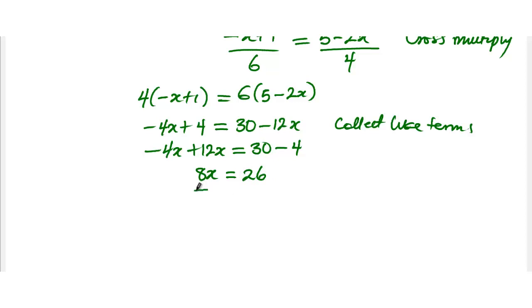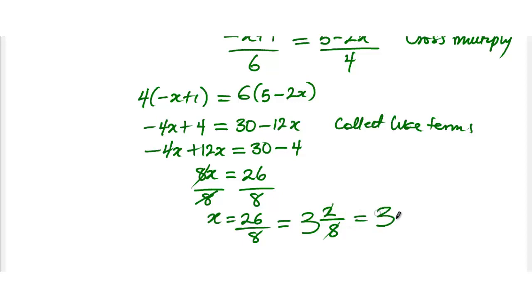Divide both sides by the coefficient of x, which is 8. 8 cancels 8. So x basically will be 26 over 8. So 26 over 8, how many 8 can we see in 26? 8 times 3, that is 3 whole number, and the remainder is 2 over 8. So we can still simplify this. 2 in 2 is 1, 2 in 8 is 4. That will be 3 whole number, 1 over 4.